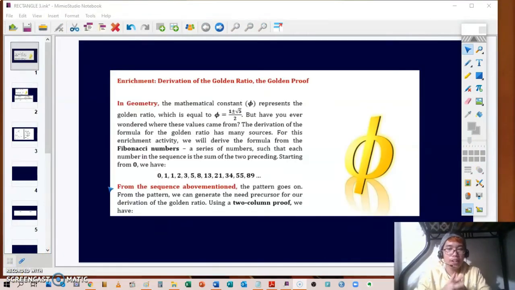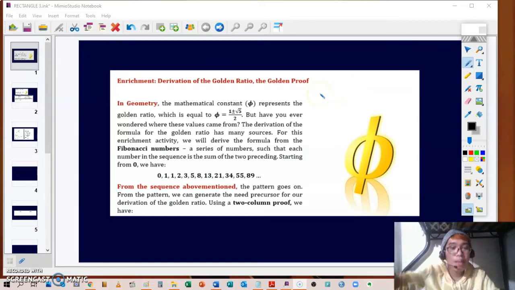And finally, guys, we're going to prove the golden ratio. We've been using this constant for so long, and we want to know how we got that the value of phi is equal to 1 plus or minus the square root of 5 all over 2. If you simplify that, it's going to be 1.618 if that's a plus, and 0.618 if that's a minus. But we often use the plus when we're dealing with the constants.